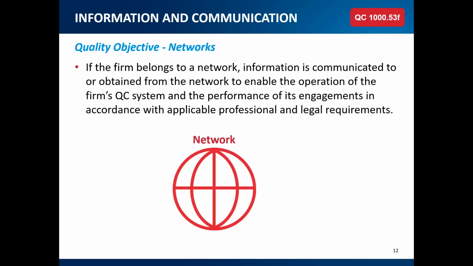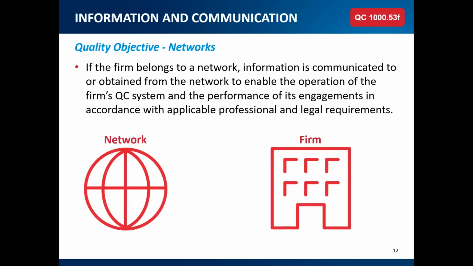The next quality objective relates to firms that belong to a network. It states that if the firm belongs to a network, information is communicated to or obtained from the network to enable the operation of the firm's QC system and the performance of its engagements in accordance with applicable professional and legal requirements. If the firm belongs to a network, exchange of information between the firm and the network may play an important role in supporting the operation of the firm's QC system and the performance of its engagements.